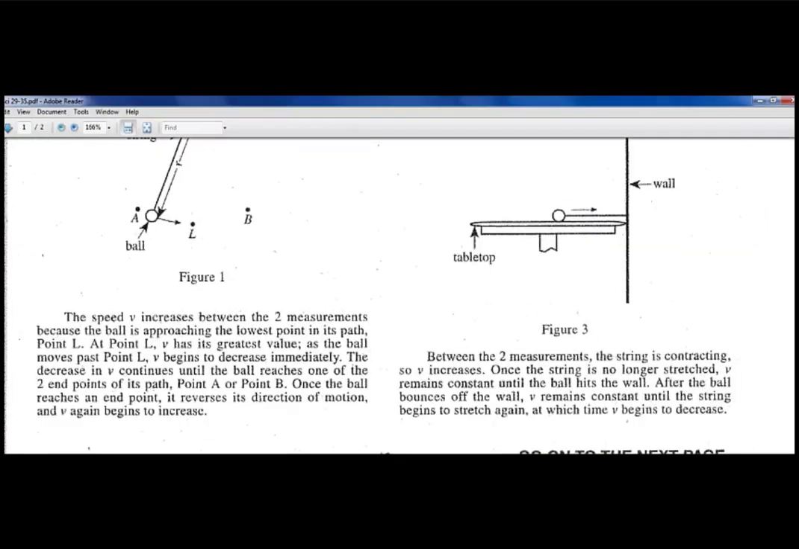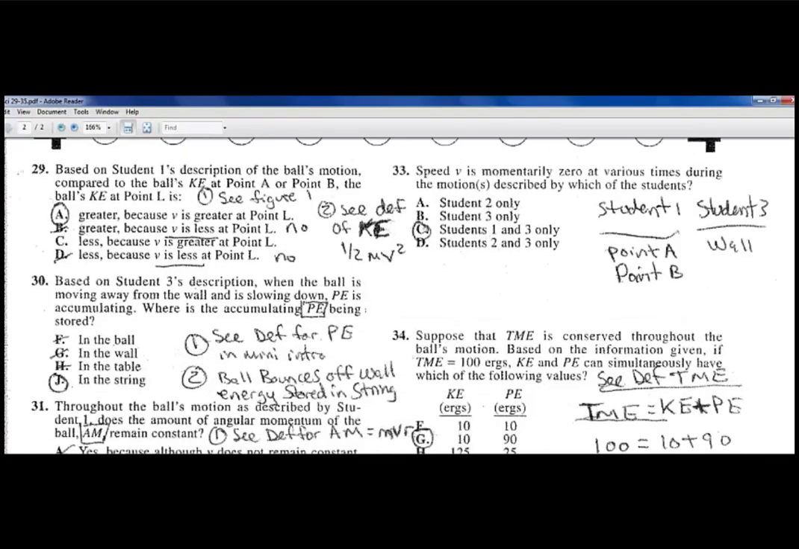Let's go back down to the answer choices here. Take a look one more time. We'll read that question real quick.